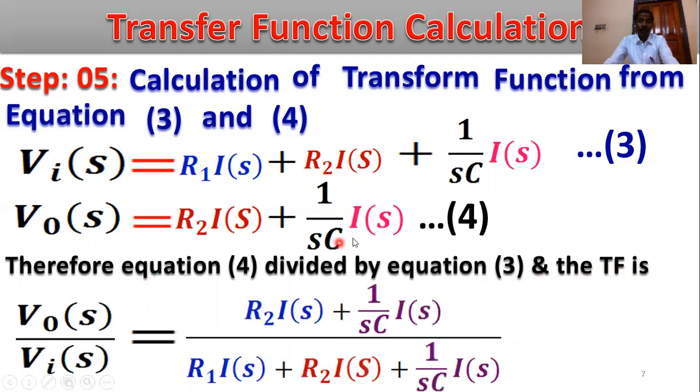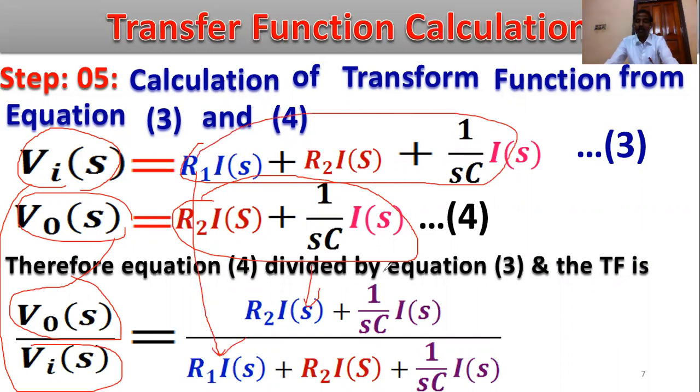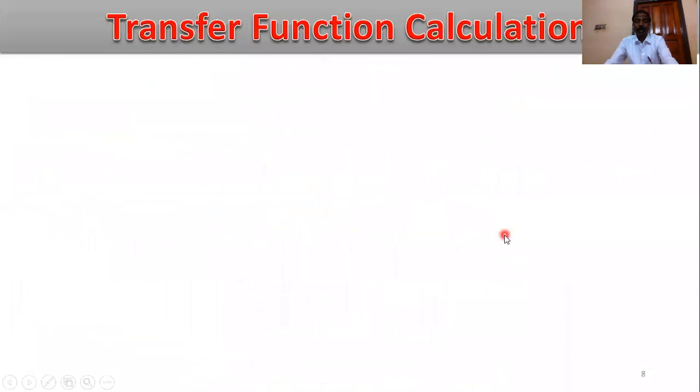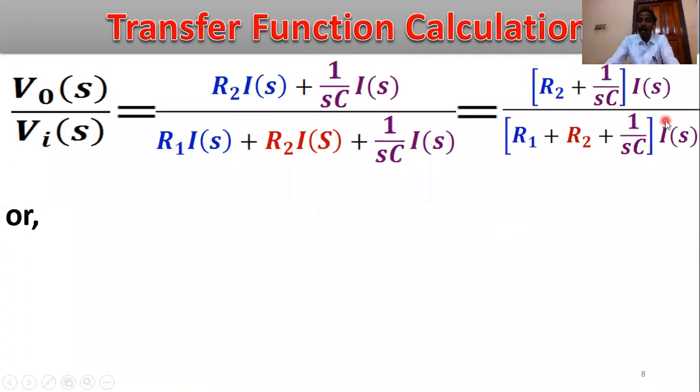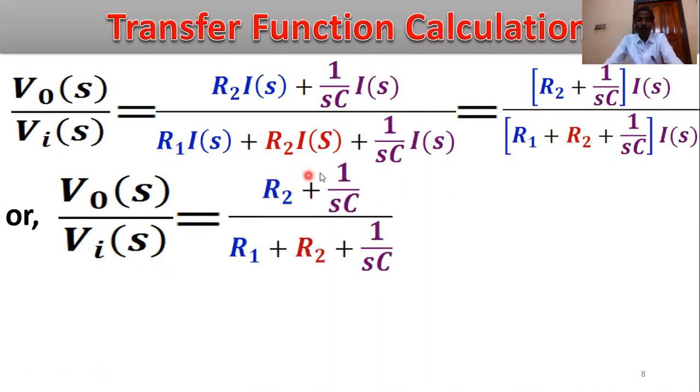This is the transfer function V0(s) by Vi(s). This is the output and this is the input voltage. This is the numerator and this is equivalent to the denominator terms. Then I(s) is common and cancels, and we get V0(s) by Vi(s), output voltage divided by input voltage, equivalent to R2 plus 1 by sC over R1 plus R2 plus 1 by sC. The I(s) cancels. This is the numerator term and this is the denominator term.